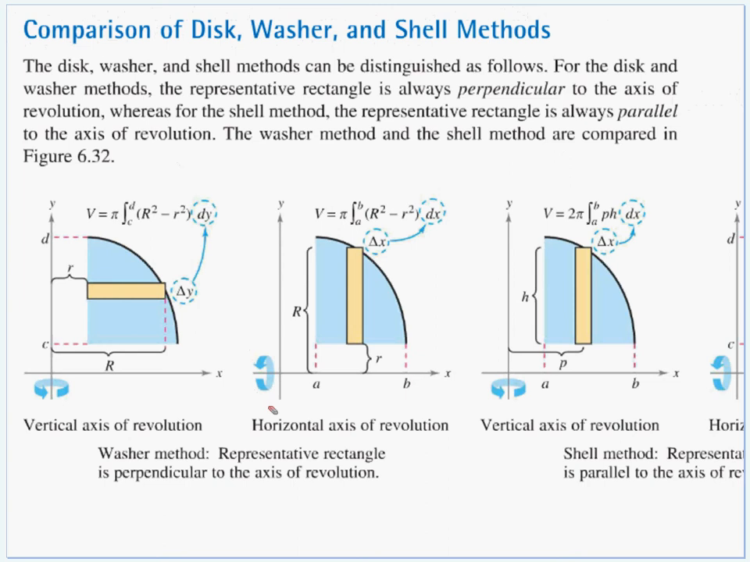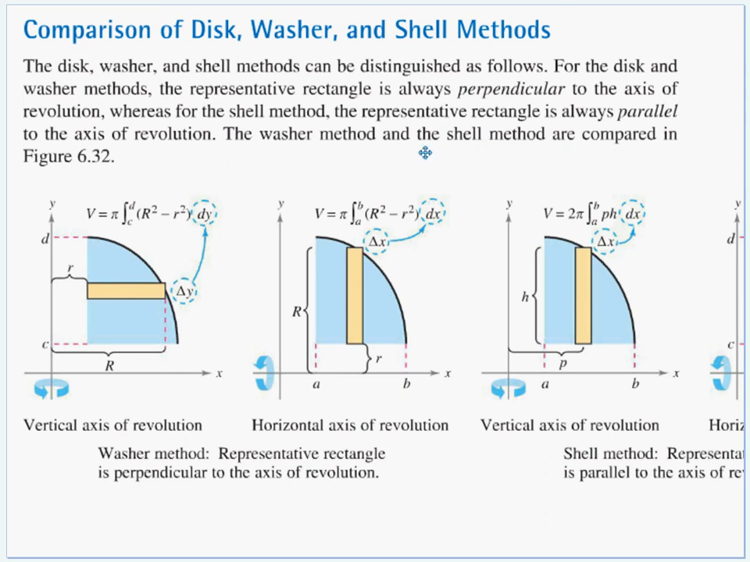Now here's a comparison of these two. Let's see what the book says. The disk, washer and shell methods can be distinguished as follows. For the disk and washer, the representative rectangle is always perpendicular to the axis of revolution, whereas in the shell method, the representative rectangle is parallel to the axis of revolution. Remember, you're always perpendicular to the axis of integration, where your upper and lower bounds come from, and the variable that your function will be written in terms of.